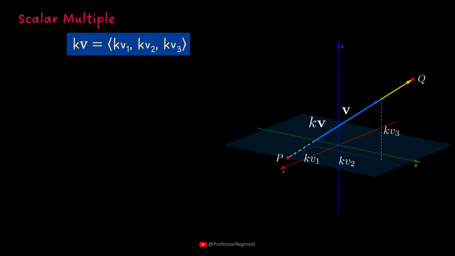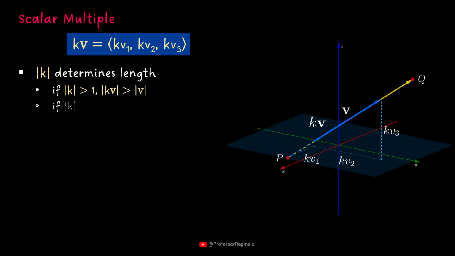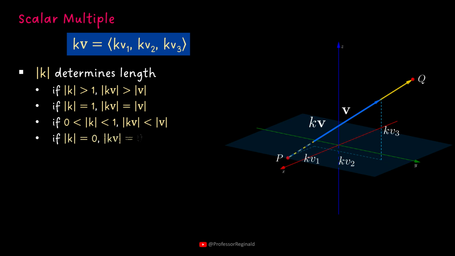The absolute value of the scalar determines the length of the scalar multiple. If the absolute value of k is greater than 1, the vector becomes longer. If the absolute value of k is equal to 1, the vector is unchanged. If the absolute value of k is greater than 0 but less than 1, the vector becomes shorter. And if k is 0, the result becomes the zero vector.